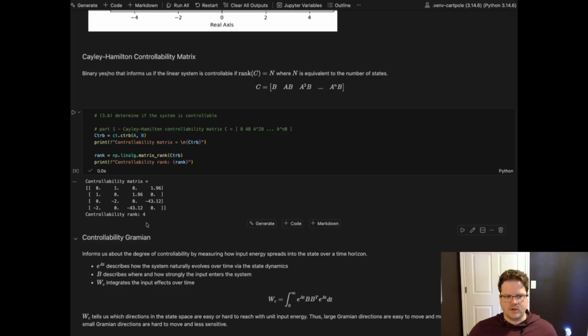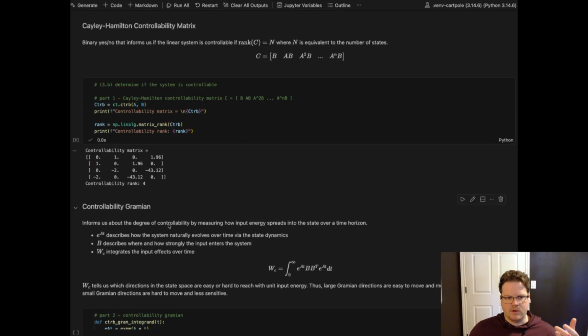So we can see the controllability rank is 4. So the system is controllable. It's underactuated, but it is controllable. And that's a good, quick yes-no answer. It's up to some numerics, and it's also not the highest degree of fidelity of understanding what states could be controllable more than other states.